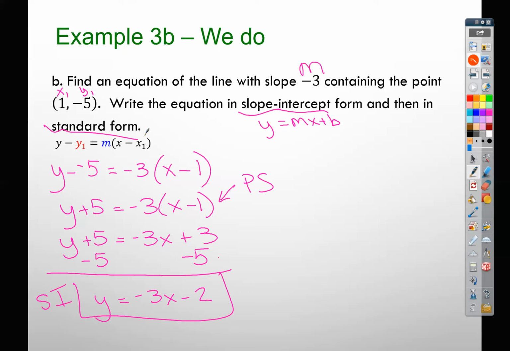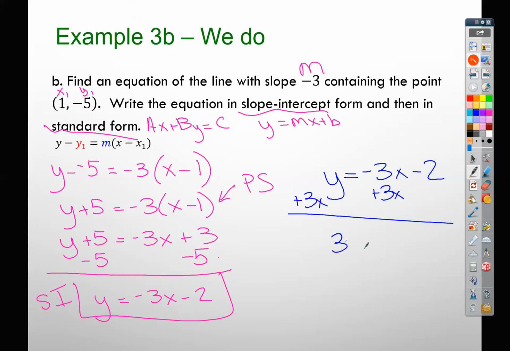Now they want me to put it in standard. Again, ax plus by equals c. So I'm going to take y equals negative 3x minus 2 and change it to standard. So all that means is I have to move the x to the other side. 3x plus y equals negative 2, and that is standard form.